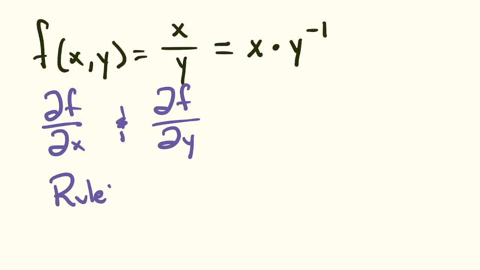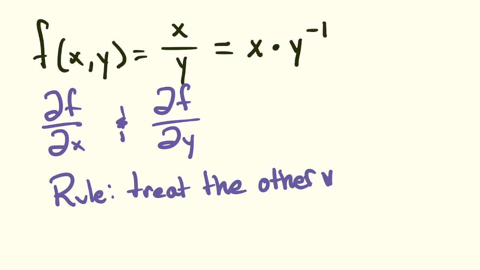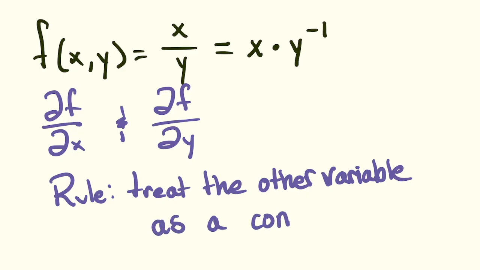And our rule is when we're taking partial derivatives, we're going to treat the other variable as a constant. That means we're going to just pretend like it's a fixed number. And we're not going to do much with it when we take our derivatives. So let's start off with our first partial derivative.